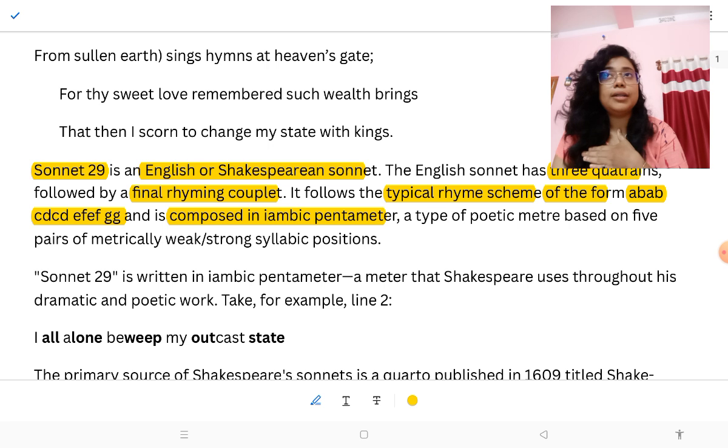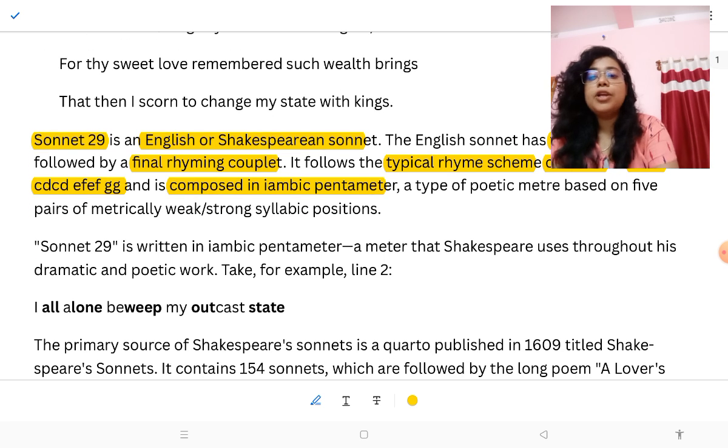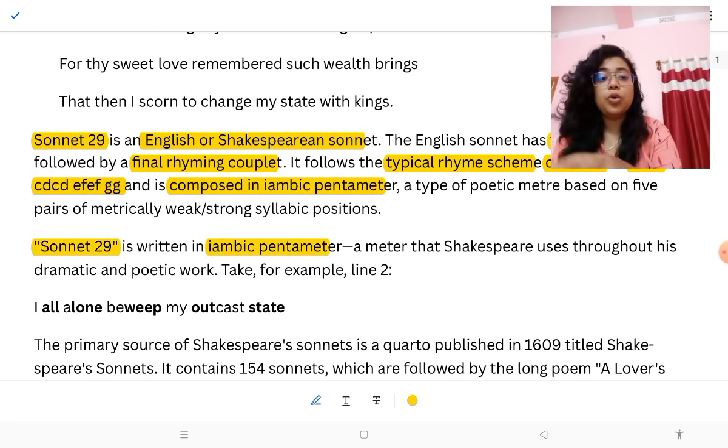And if you touch your heart, if you can understand your heartbeat, you can see that it is beating in that way. Unstressed stress, da-dum, da-dum, da-dum. So therefore it is so connected with our heart. Sonnet 29 is written in iambic pentameter, though the full sonnet is not in the same structure; there are some exceptions in the lines. It is a meter Shakespeare used throughout his dramatic and poetic works.